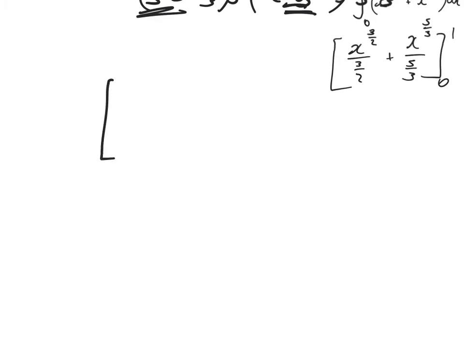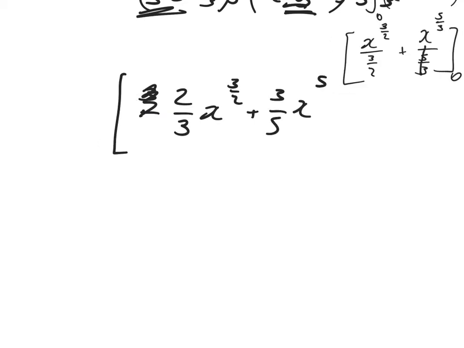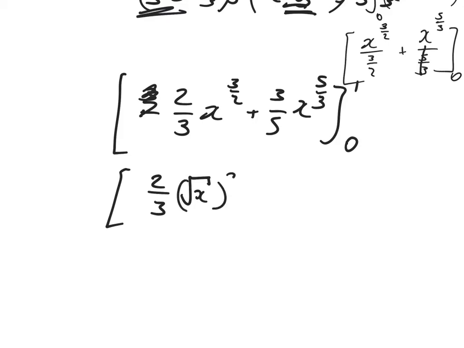Okay, so that's now, bring the fraction up, flip it over, so that will be 2/3 of x to the power 3 over 2 plus 3/5 of x to the power 5 over 3 between 1 and 0. Okay, so let's reintroduce the root symbol. So 2/3 of the square root of x cubed plus 3/5 of the cube root of x brought to the power 5 between 1 and 0.